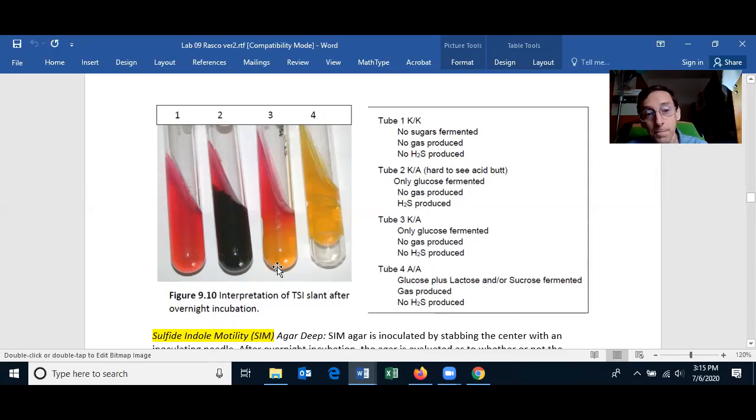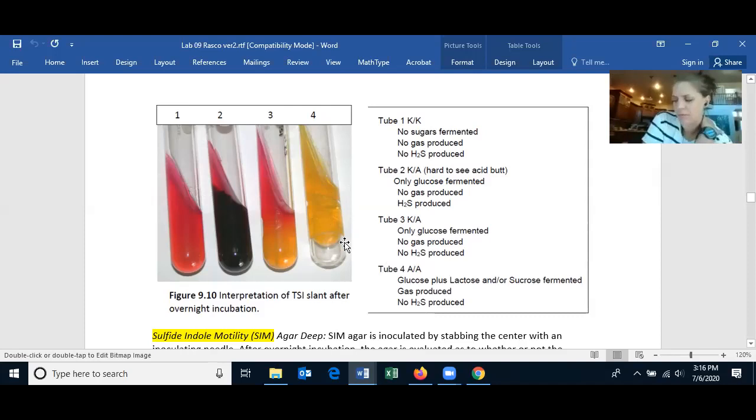Tube 3 is a tube where only glucose is fermented. That's why it's red on the slant, but yellow in the butt. The other sugars are not fermented. No gas is produced. There's no bubble. And then no hydrogen sulfide is produced. And this tube, it has a gas bubble, so gas is produced in the fermentation. Glucose and lactose or sucrose are fermented, and no hydrogen sulfide is produced because it's not black. All right, any questions about that?